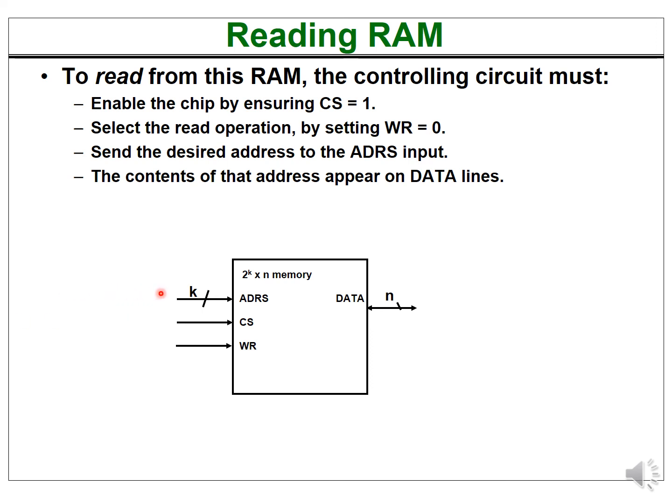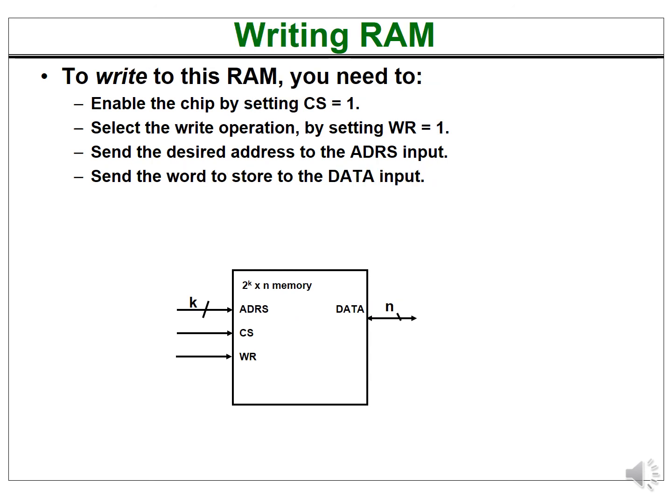So we put the address on the address lines and the contents of that particular address will be placed on the data lines. If I want to perform a write operation, once again I have to turn the memory on by putting in CS equal to 1. Then as it is a write operation, I have to put WR equal to 1. Then I specify the address on the address lines, and whatever data is to be written onto the RAM, I put that data on the data lines, and that is stored on the location in the RAM.